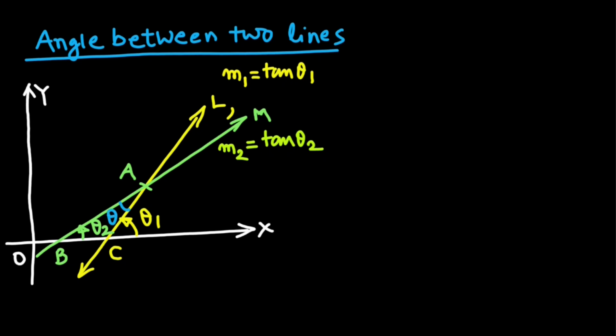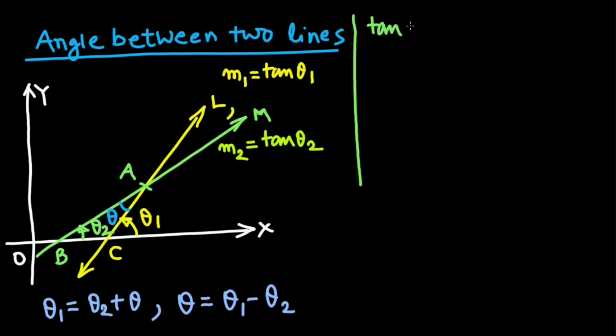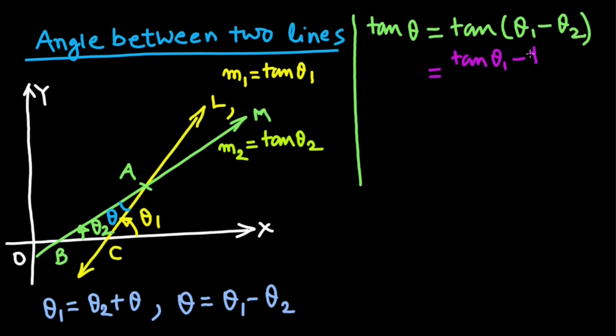Now by exterior angle property, we know that theta 1, which is the exterior angle of triangle ABC, equals theta 2 plus theta. That gives us theta equals theta 1 minus theta 2. Now we will take tan on both sides of this and write tan of theta equals tan of theta 1 minus theta 2. By trigonometric formula, we have tan of theta 1 minus theta 2 equals tan theta 1 minus tan theta 2 upon 1 plus tan theta 1 into tan theta 2.